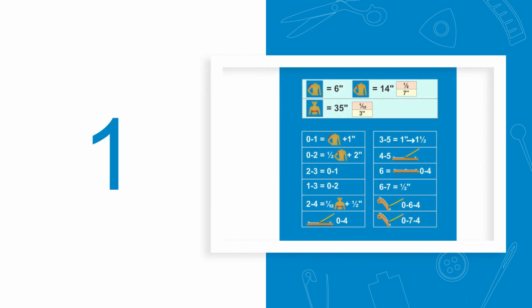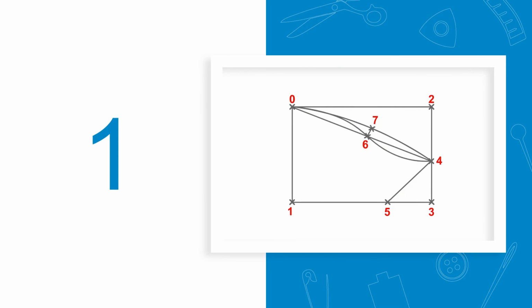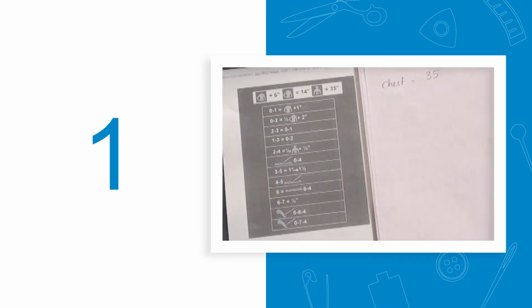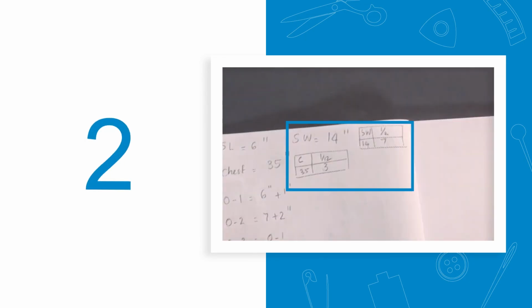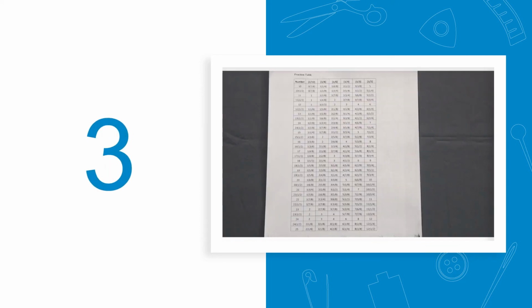Step 1. Refer to the drafting instructions to see which body measurements need to be taken. Note the measurements in your notebook. Step 2. Check the pattern instructions to see if you need to find out any fractions of the body measurements. If so, draw a table with all the fractions to be found out. Step 3. Use fraction table to find out the fractions of the body measurements.